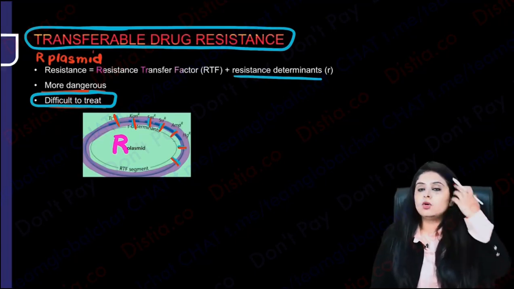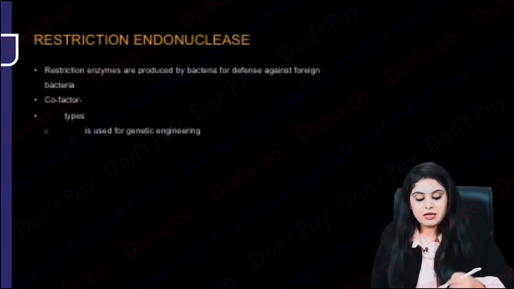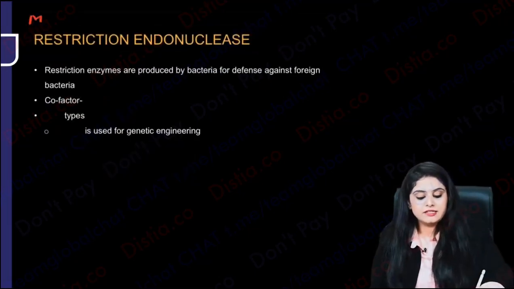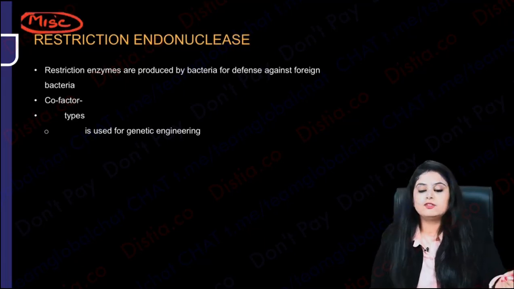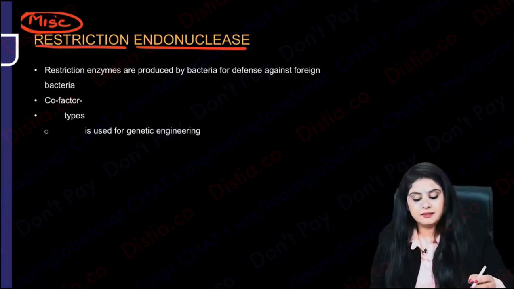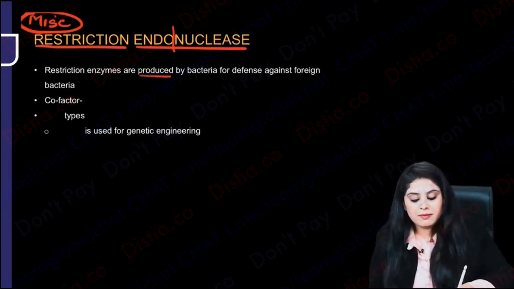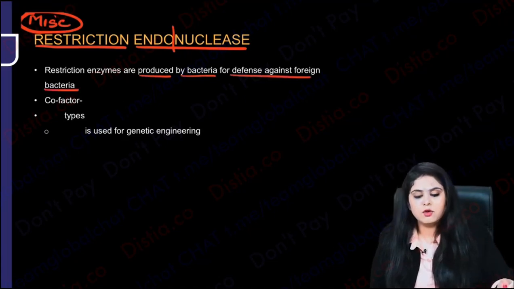We are almost done with all these transfers and all of that. There are two miscellaneous topics that I wish to teach you in bacterial genetics, and the first one is known as restriction endonuclease. The second one is going to be CRISPR-Cas9. When I talk about restriction endonucleases, you can see the word endonuclease, it breaks something that is DNA. Okay, they are produced by bacteria for defense against foreign bacteria.